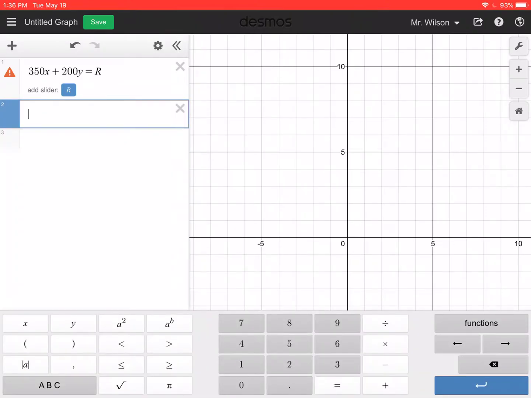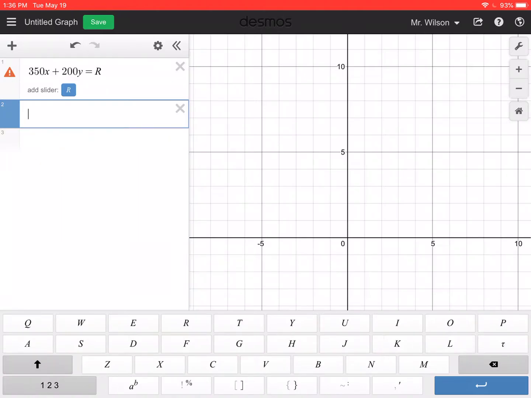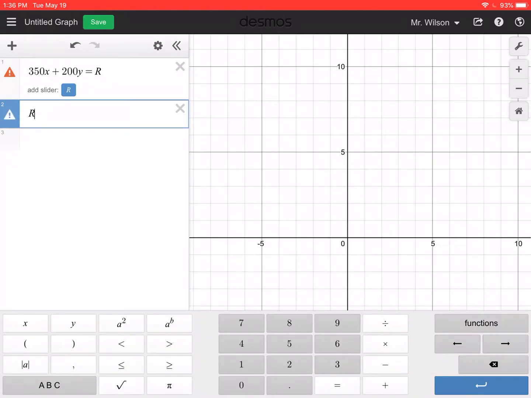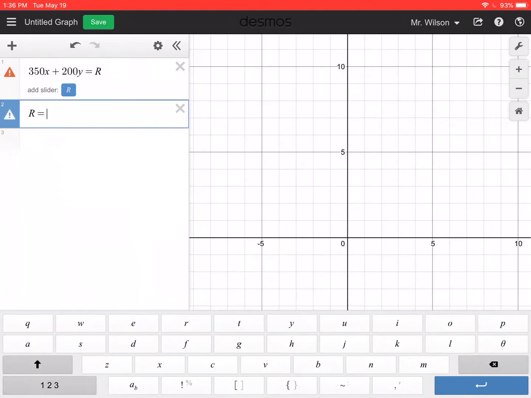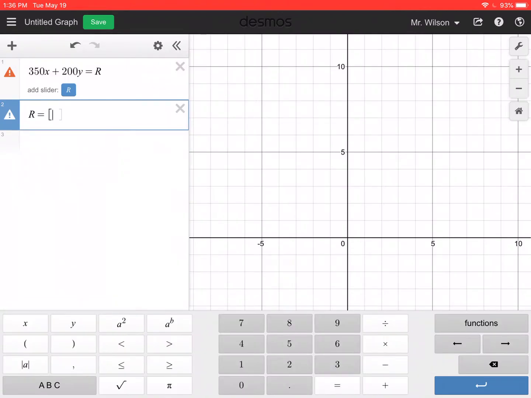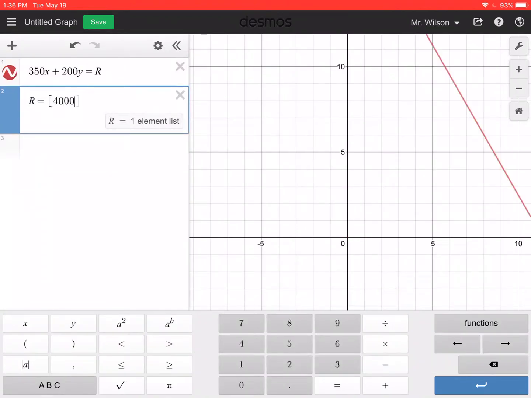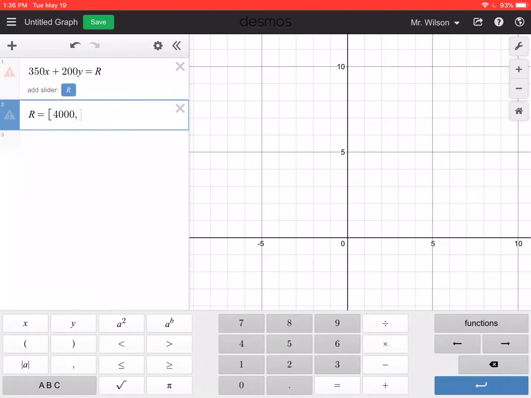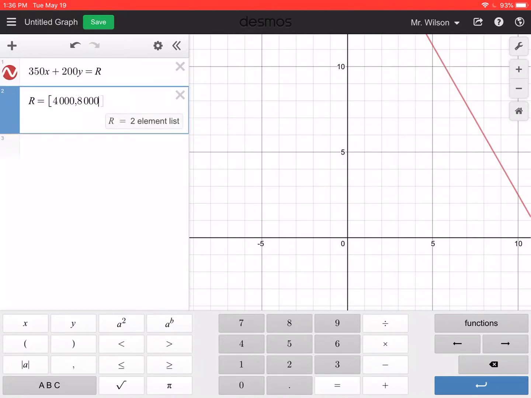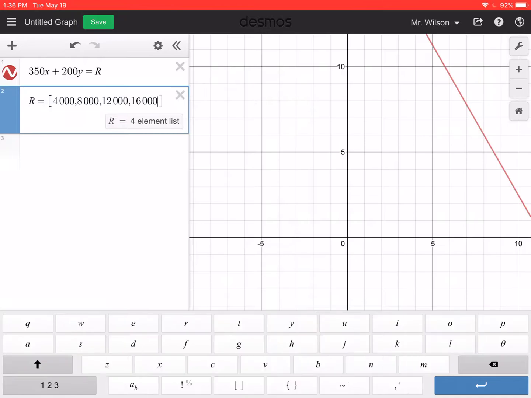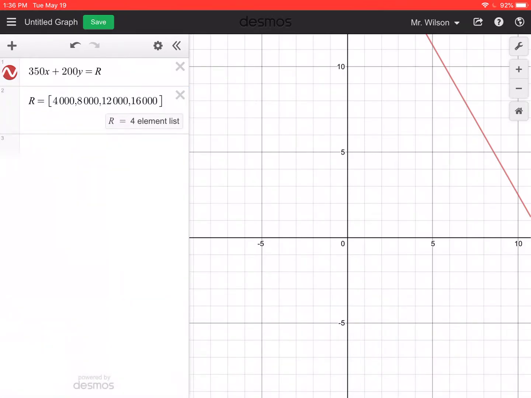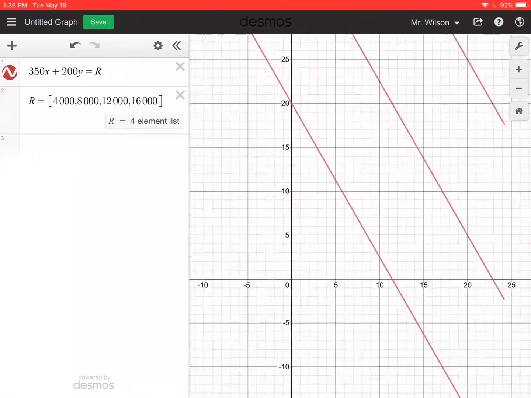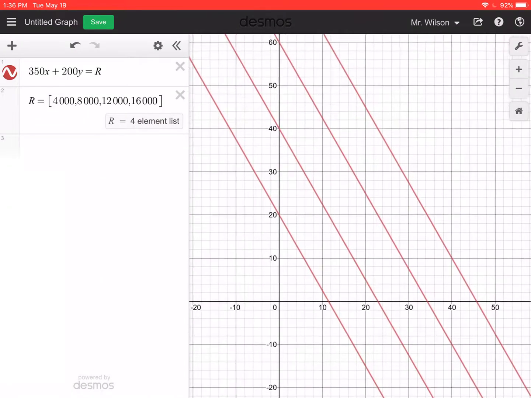We set it equal to a constant. So we're going to pick R equals, and then I'm going to use the square bracket because that tells it I want a list: 4,000 and 8,000 and 12,000 and 16,000, and then close that out. And then let's go take a look, and there they are.